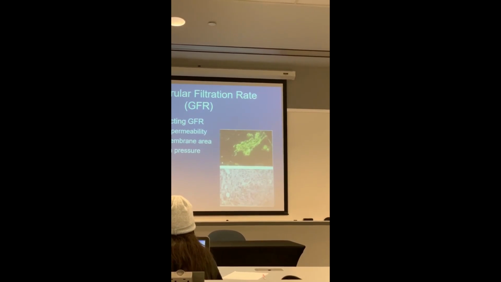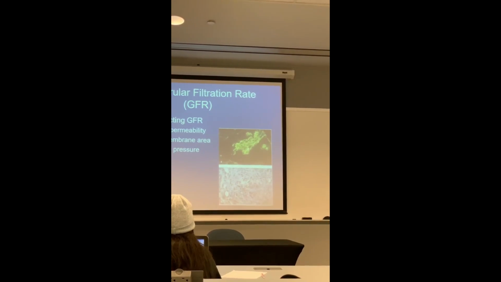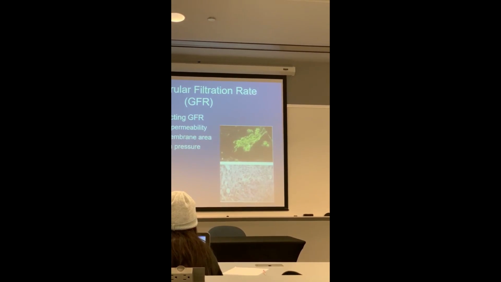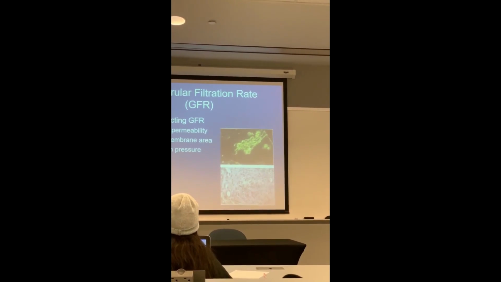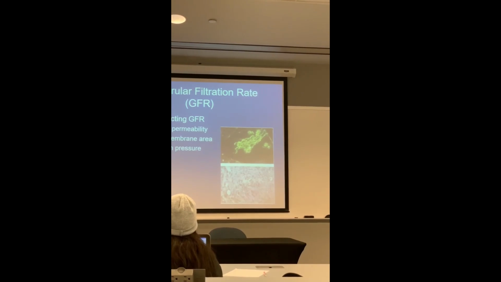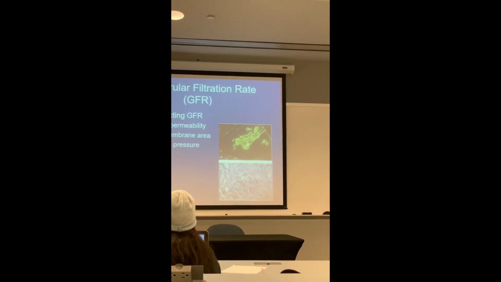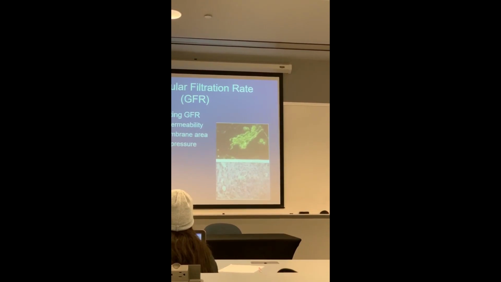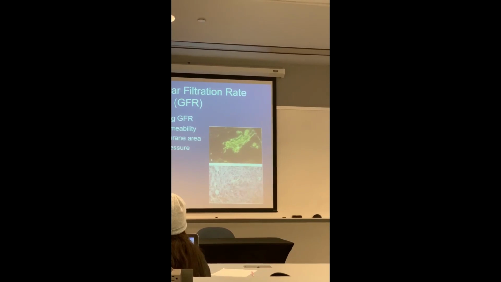The next one is filtration membrane area. That's the size of that filtration membrane. Now you think that would be fixed, right? You've got your glomerulus, I always kind of represent it as a fist. It's got a certain length, certain surface area around each one, but it is somewhat variable.